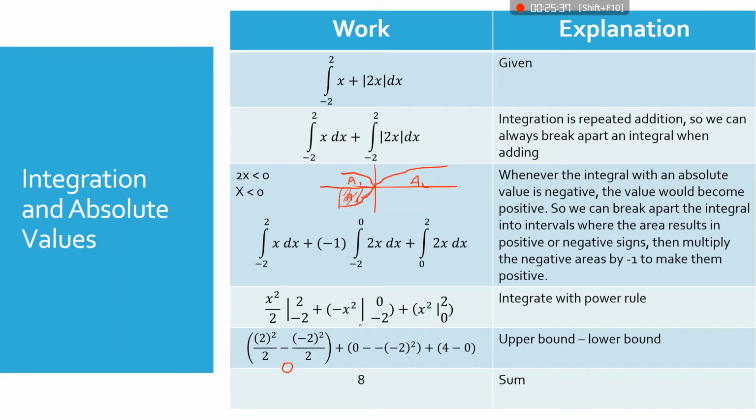0 minus -4 is positive 4, plus 4 minus 0 is 4. So I've got 0 plus 4 plus 4. I can't write a plus sign. 0 plus 4 plus 4 is 8. Any questions on what we did here? No. Okay, that was really fast.